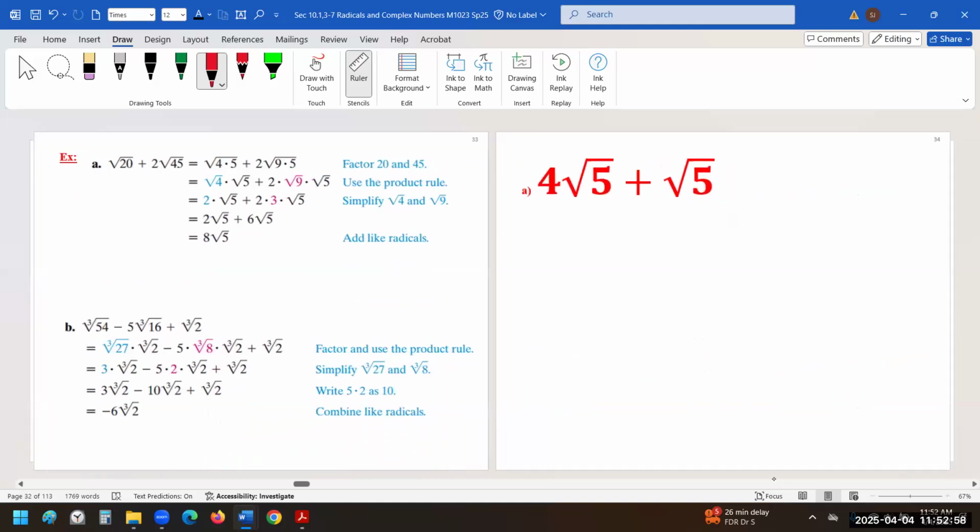Now let's do one example together. Actually, a few examples together. Do you see the same radical with the same radicand?